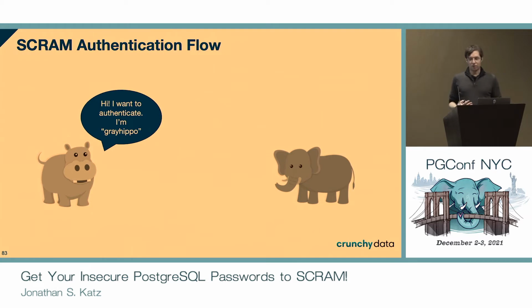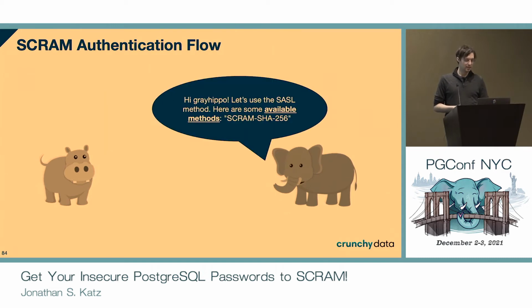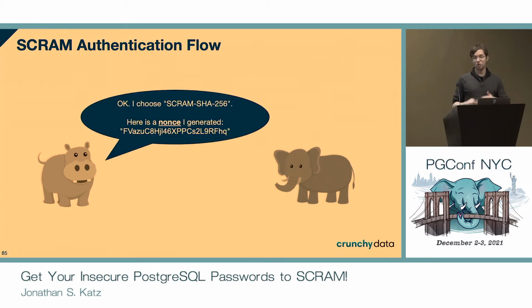So let's begin. This is what happens when a client is authenticating to Postgres. We're going to go through the exact authentication workflow. Gray Hippo comes in and says, "Hi, I want to authenticate. I'm Gray Hippo." Postgres says, "Great. Hi, Gray Hippo. We're going to use the SASL method." Internally, Postgres refers to this as the SASL method, and it says, here are some available methods you can choose: SCRAM-SHA-256. If you enable channel binding, you might also have the option to do SCRAM-SHA-256-PLUS. Again, we'll talk about channel binding in a little bit. But basically, the client has a choice in terms of which authentication method to choose. So we only have one option here.